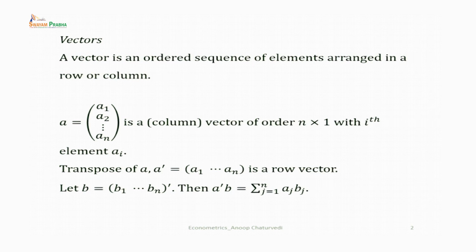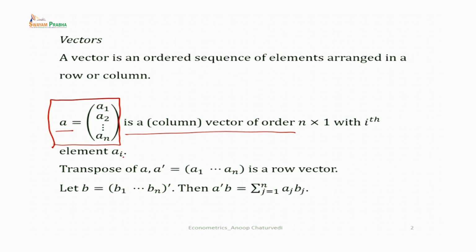Now, first we define a vector. A vector is an ordered sequence of elements arranged in a row or column. We have a set of elements, say A1, A2, ..., An, and suppose we arrange these elements in a column like this. This kind of arrangement of elements is called a vector. This A is a vector. This A is actually a column vector because we have arranged the elements in a column, and the order of this vector is n cross 1. The ith element of this vector is Ai.